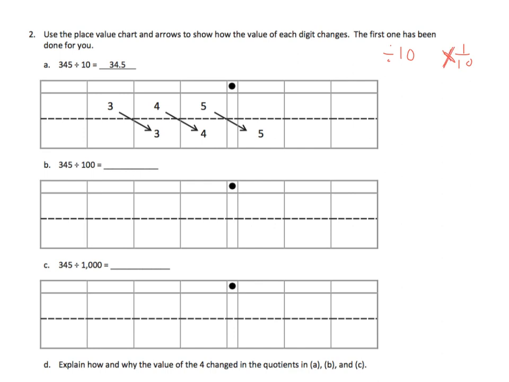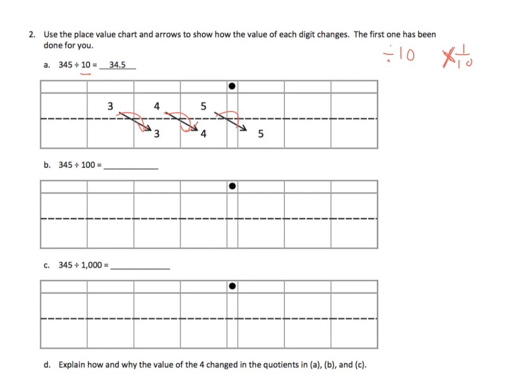If I divide by 10, I end up with 1/10. So again, each place is 1/10. One-tenth of hundreds is tens. 1/10 of tens is ones. 1/10 of ones is tenths. Let's go on to the next one.